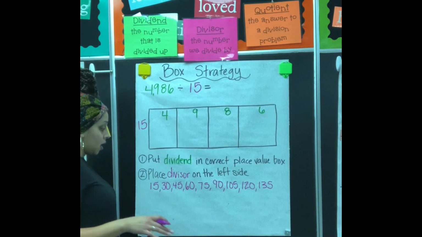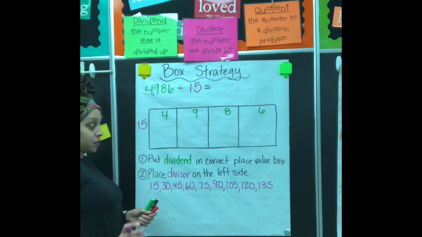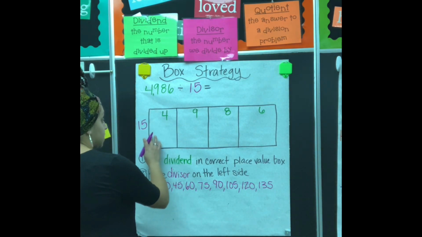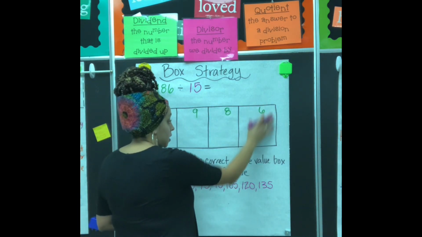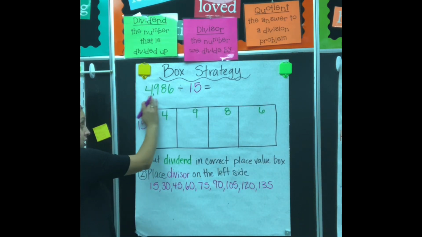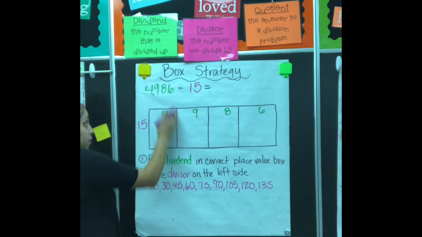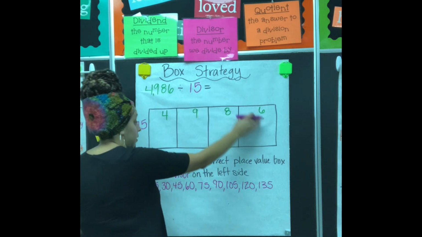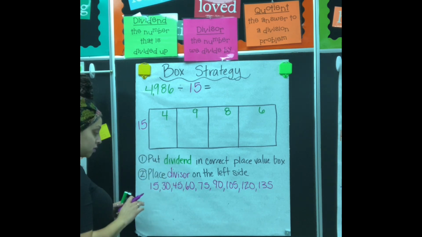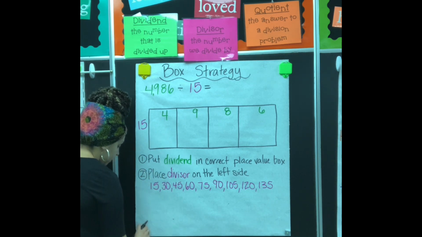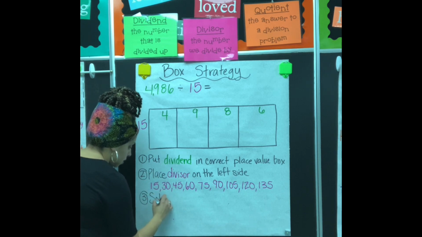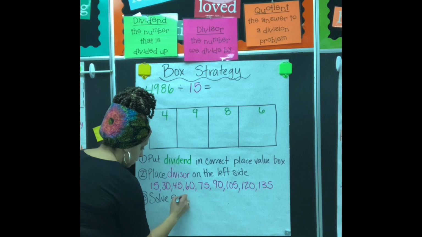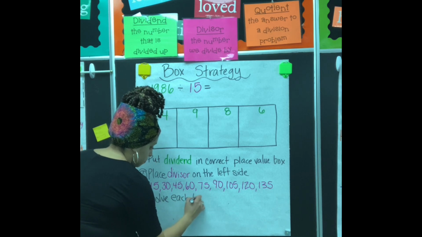So now that we've done this, we're ready to begin solving our problem. The first thing we did was we looked at our dividend. We split our box into how many digits and place values there are. So then we dropped each digit into the correct place value. Then we put our divisor on the outside. Our next step is we are going to solve each box.